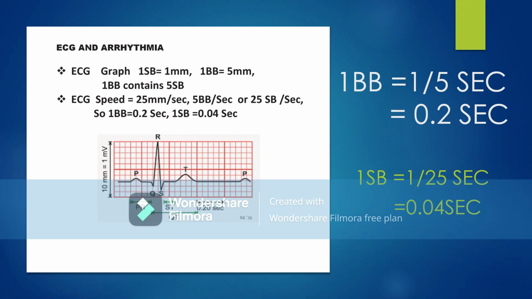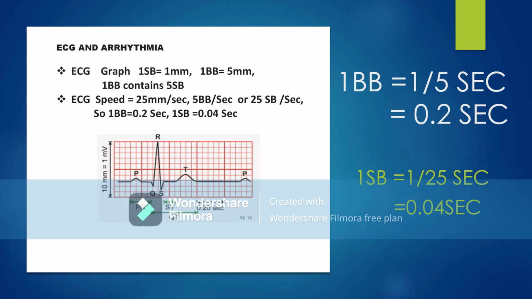Let us see the ECG graph. The ECG graph has one small box of 1 mm and one big box of 5 mm. That means one big box contains 5 small boxes. ECG speed is 25 mm per second.